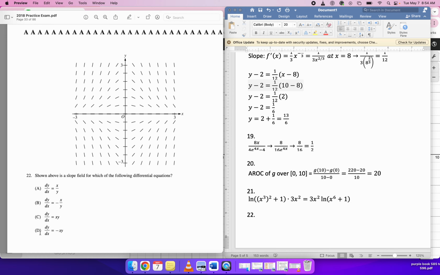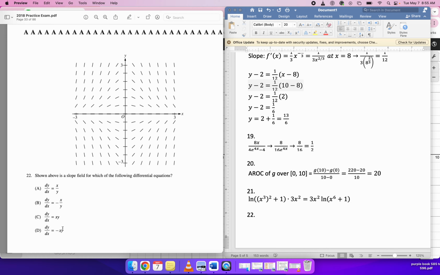C and D both fit that requirement, so I think it's either C or D, whereas A and B would be undefined for values of y equal to 0. But the slope is clearly not undefined when y is equal to 0, right? When y is equal to 0, the slopes are 0. That's not undefined. So I think it's either C or D.